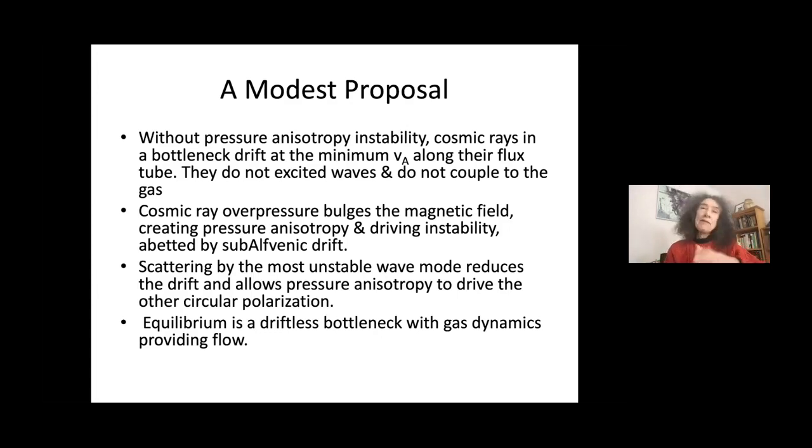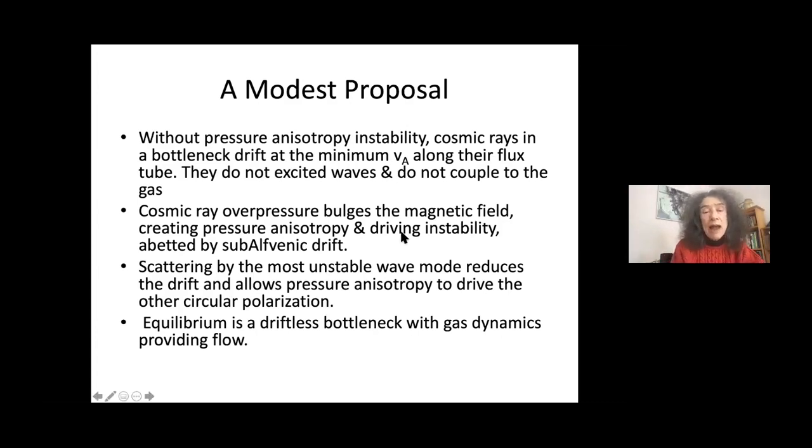The ratio of the Alfvén speed to the speed of light could be 10 to the minus 4, and that's all you need. That's all the bulge you need to start driving an unstable pressure anisotropy. But the pressure anisotropy will be abetted by the subalfvénic drift. It will destabilize the wave going in one direction, and it will damp the wave going in the other direction. So there's one unstable wave.